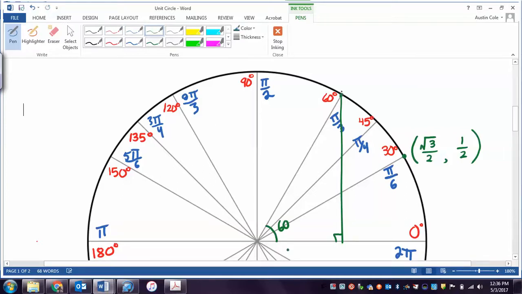This is the point. What did we say? 1/2, comma, square root 3 over 2. What do we notice? They're just switched, aren't they? So to get to this point, I went over square root 3 over 2, up 1/2. To get to this point, 60 degrees, I went over 1/2, up square root of 3 over 2. Are we okay there?